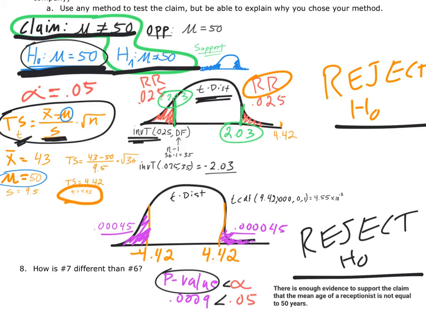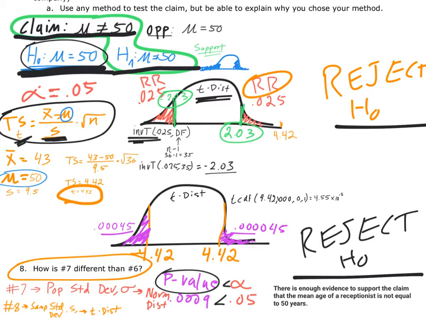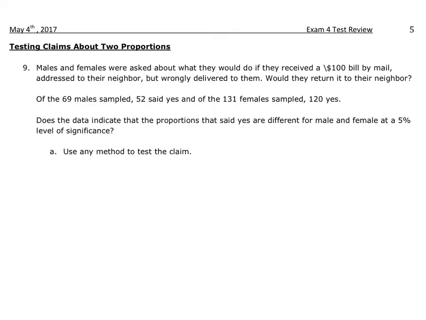Number 8 here is hidden a little bit on the page, but I'm going to answer it from right here. How is number 7 different from number 6? The big difference here is that they were dealing with two different distributions. One is talking about the normal distribution, and one is talking about the t-distribution. The reason is that you've got two different standard deviations given. In shorthand, number 7 was talking about the population standard deviation, sigma, that was given, and then we had a normal distribution. On number 8, the sample standard deviation was given, that's the S, and then we have a t-distribution.